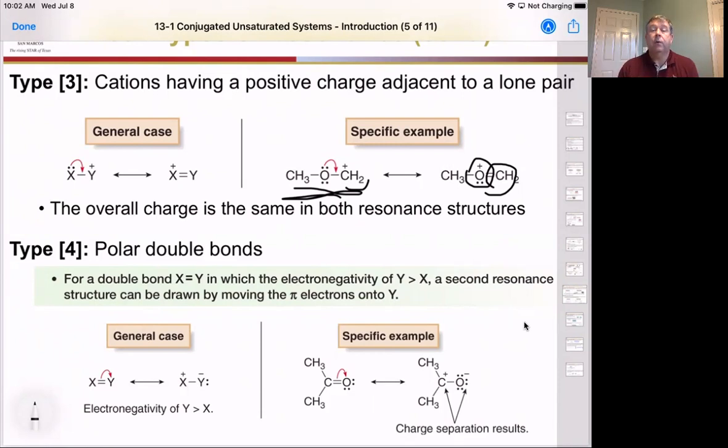The fourth type is what we see in carbonyl compounds, where we have a difference in electronegativity between two atoms in a double bond, allowing us to have charge separation or partial charge separation.